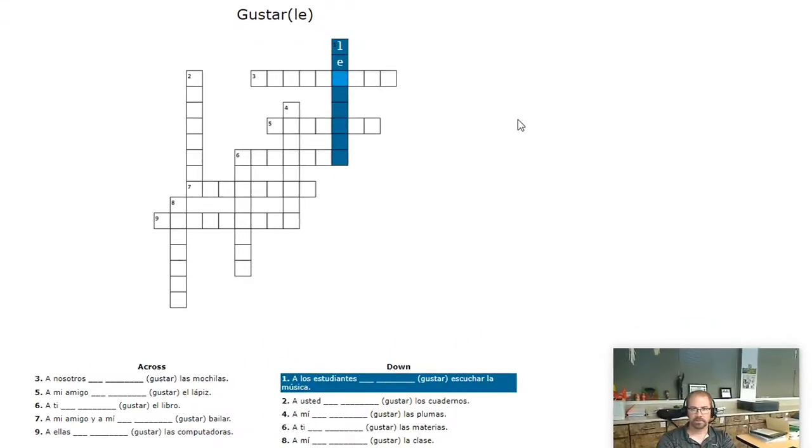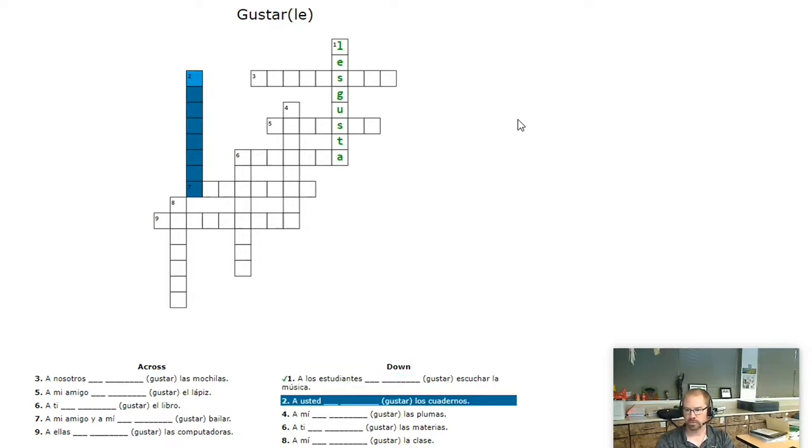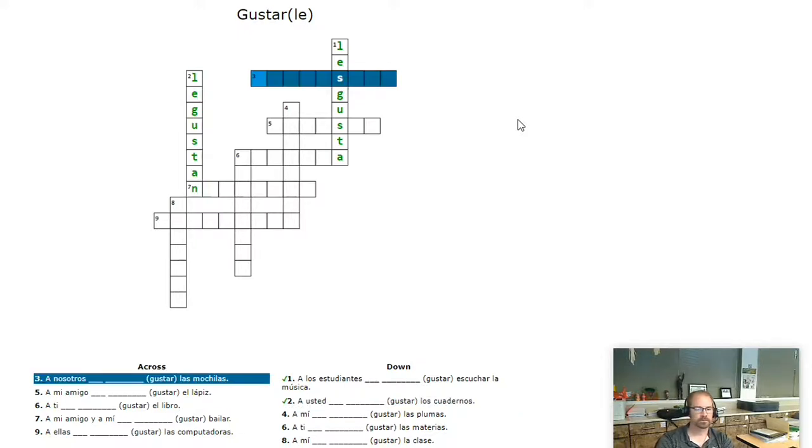So, a los estudiantes will be les gusta, and it's gusta because listening to music is just one thing. Number two, a usted le gustan, and gustan is plural because los cuadernos is plural. So that's you like the notebooks.